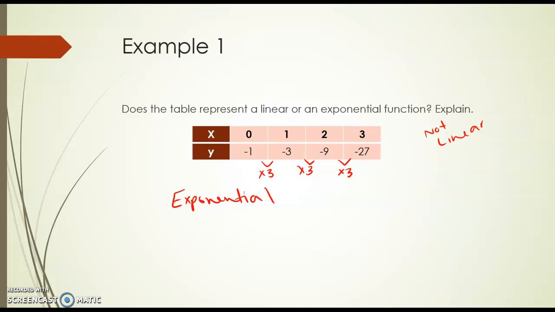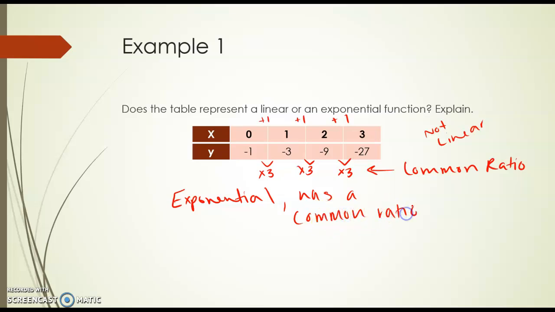And the reasoning is our common difference. Up here we're adding by 1, but down here we call it a common ratio. We're not going to call it a difference because we didn't add or subtract. We multiplied, and so we call it a common ratio. So it's exponential, and the reason is it has a common ratio of 3. That's our explanation. That's what we're looking for. Do we have a common ratio, or do we have a rate of change? Those are two slightly different things. Slope is found in rise over run. Common ratio is what are we multiplying by?